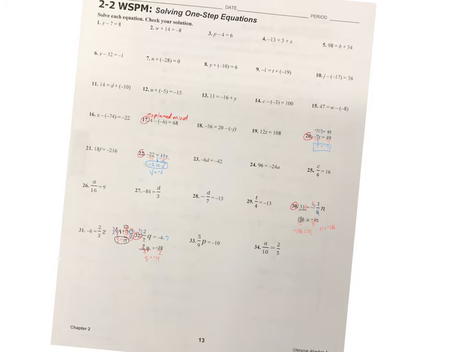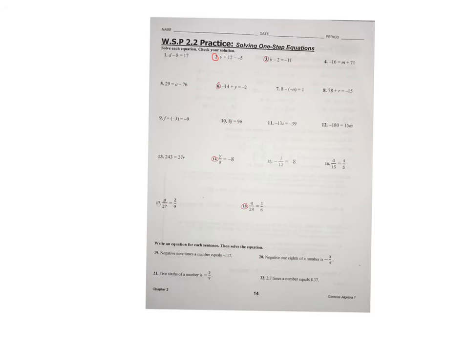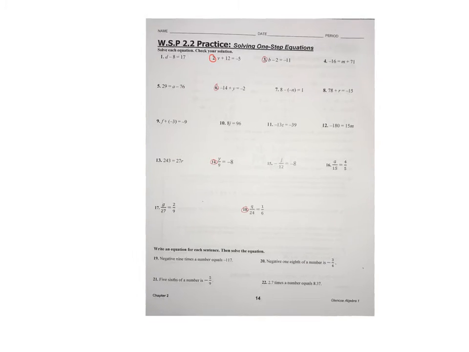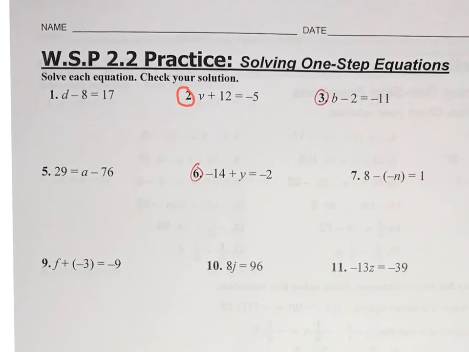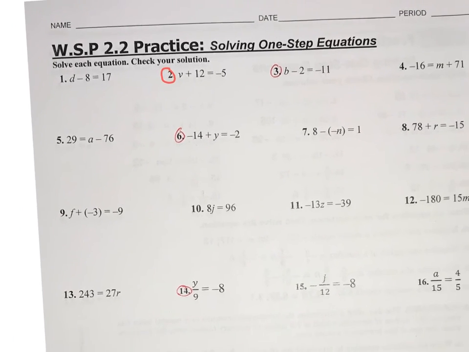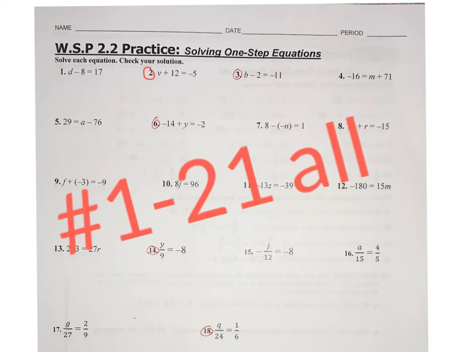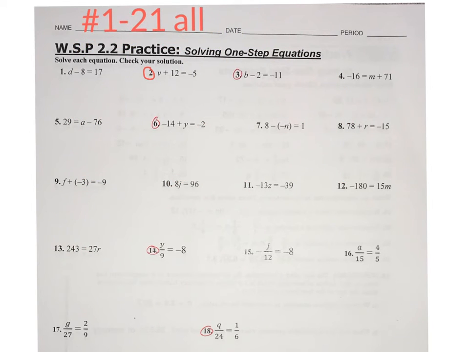So why did I choose to do an extra video on this worksheet? I don't know, maybe because those types of questions are coming out on Friday's quiz. So this is today's homework assignment right here. It says on the homework board, we are doing 1 through 21, all. Okay, so that's your homework assignment. We're going to start it right now together.